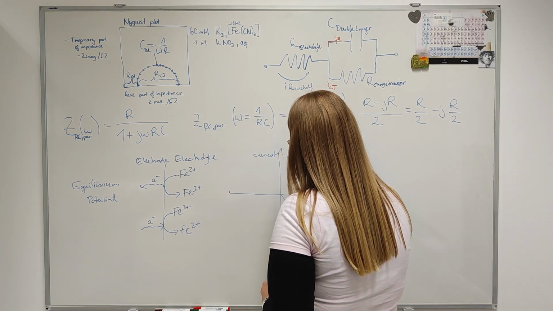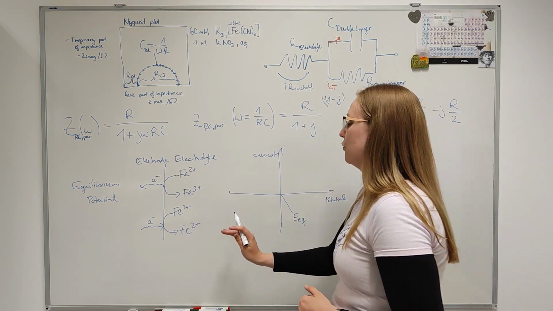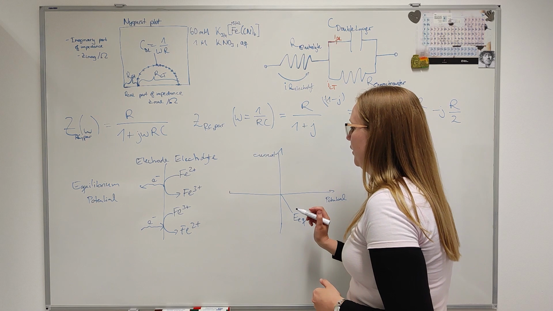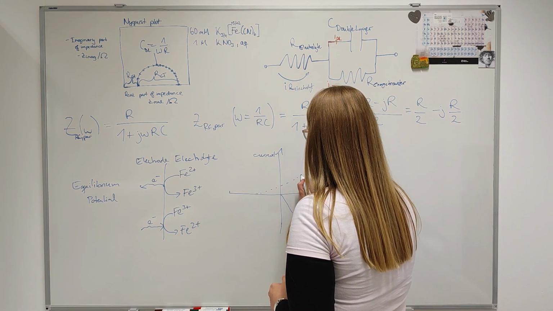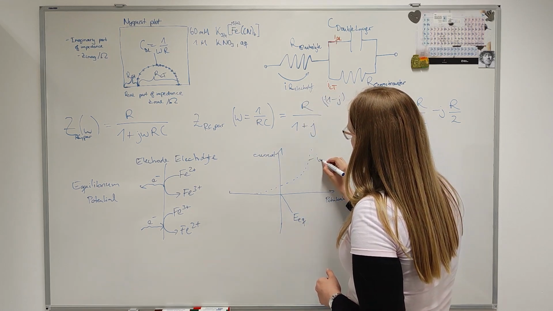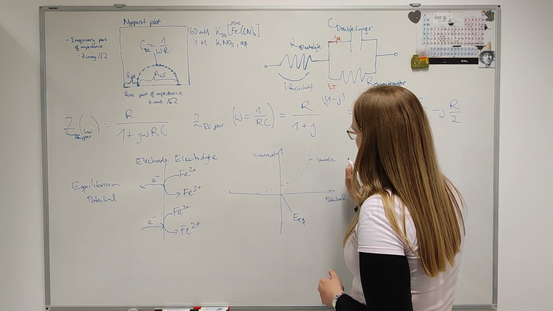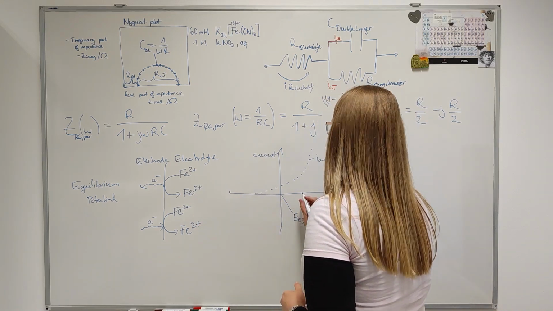And my point here, this is the equilibrium potential. So if I look now at the anodic current, I can draw, for example, something like this. This is my anodic current. And at the cathodic branch, I see equally an exponential relation.